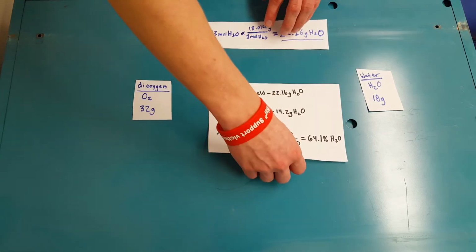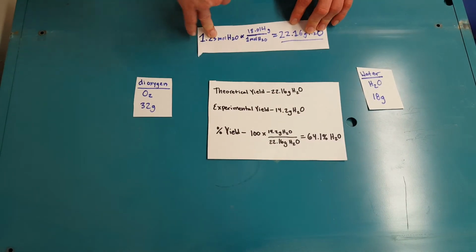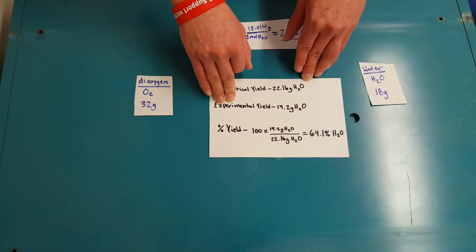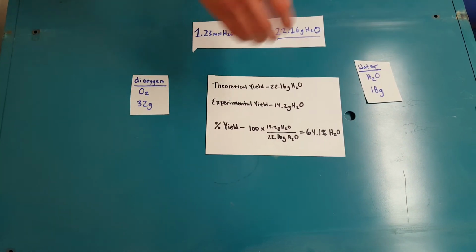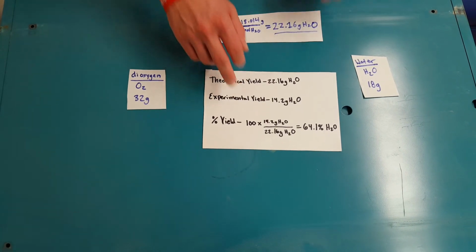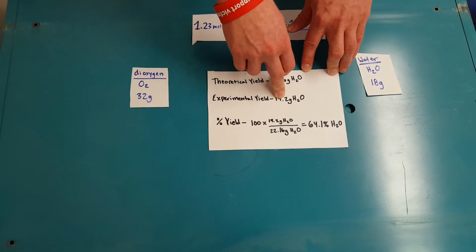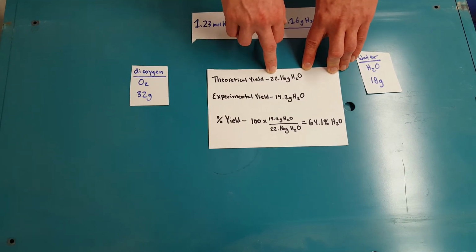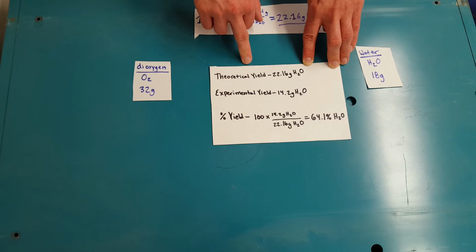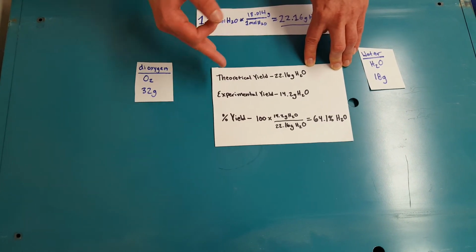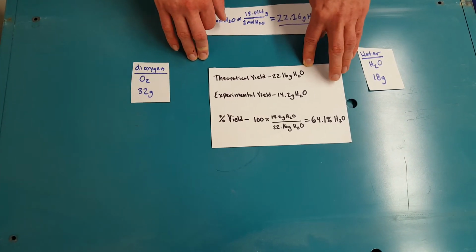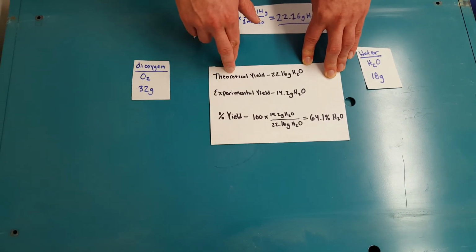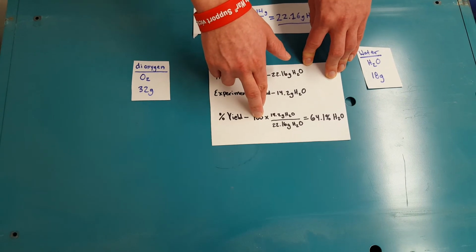In the question, it states that our experimental yield, which is what we get through our experiment, is 14.2 grams of water. The theoretical yield is 22.16 grams of water. And now the final step is to just find the percent yield. The formula for percent yield is taking the experimental yield, dividing that by the theoretical yield, and multiplying that by 100 to get the percent amount.